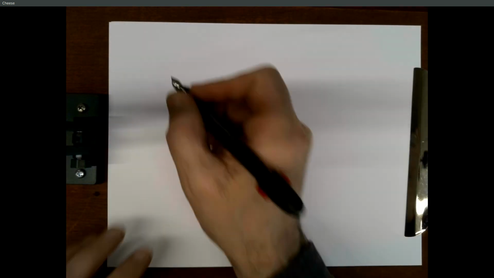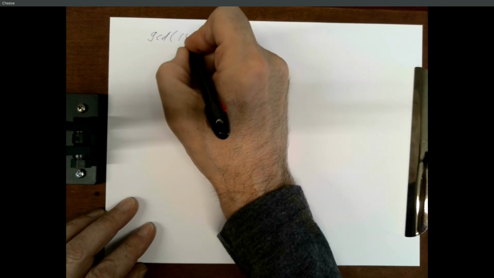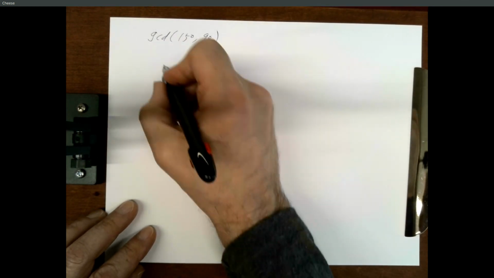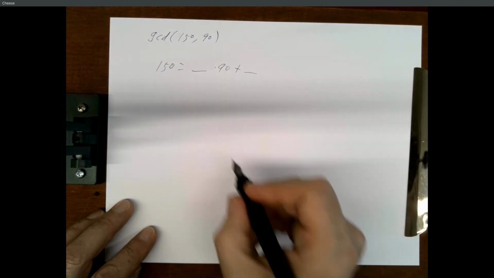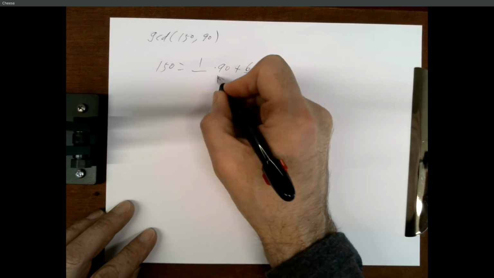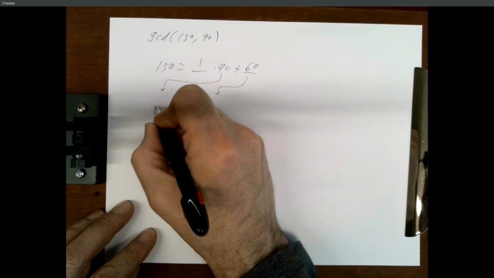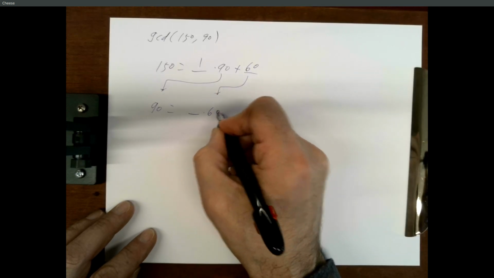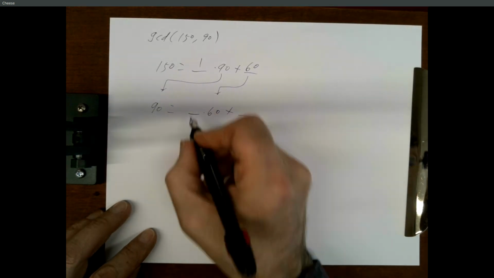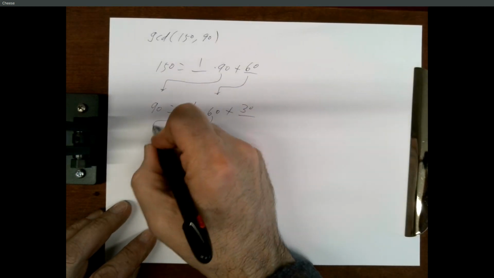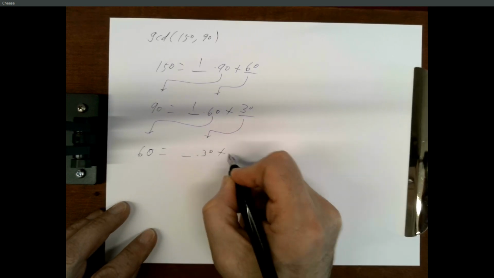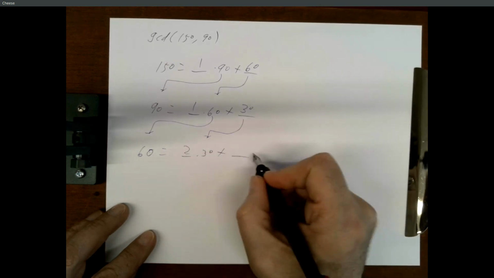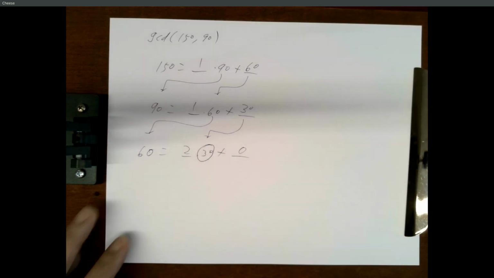Got it. All right, so let's do that again. Let's do the GCD of 150 and 90. So 150 equals something times 90 plus something. So 1 times 90 plus 60. 90 equals something times 60 plus something. So 1 times 60 plus 30. 60 equals something times 30 plus something. 2 times 30 plus 0. There's your GCD.